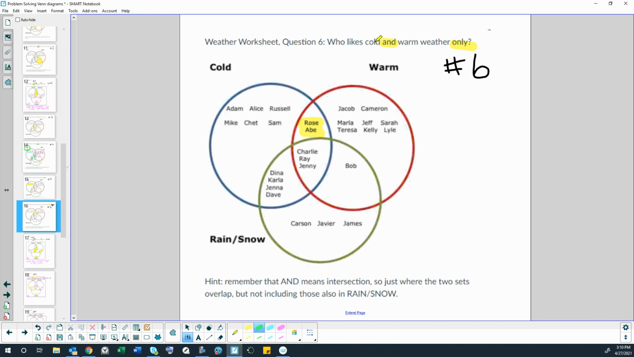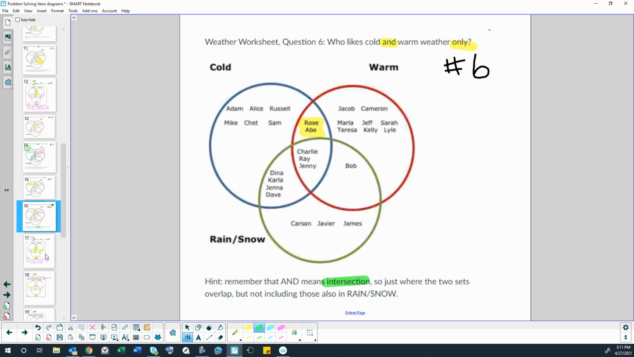And question 6, who likes cold and warm weather only? So again, remember and means intersection. So that's in the middle, but it's cold and warm weather only. So we don't include anything from the rain snow circle. So just these 2 people. And again, we are going to list their names.